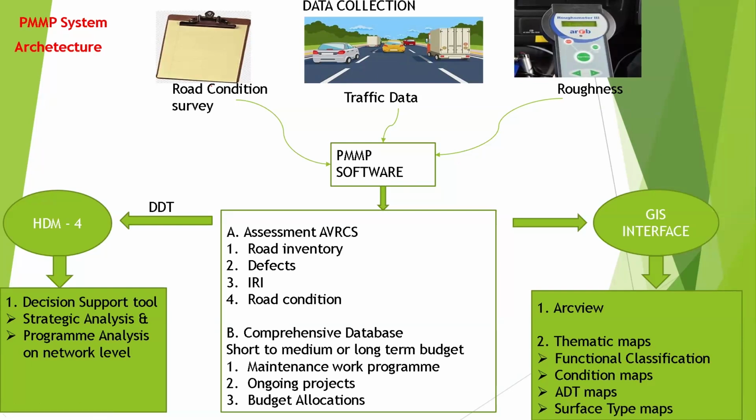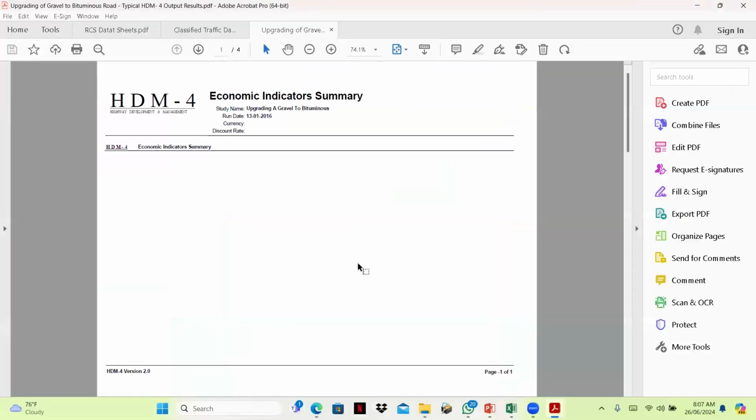Now, the Ministry of Roads and Highways developed what we call a DTT, a data transfer tool that is able to help us export the output of the road condition survey into the HDM4 for economic analysis. So, for example, this is a typical analysis from the HDM4 that the system gives us.